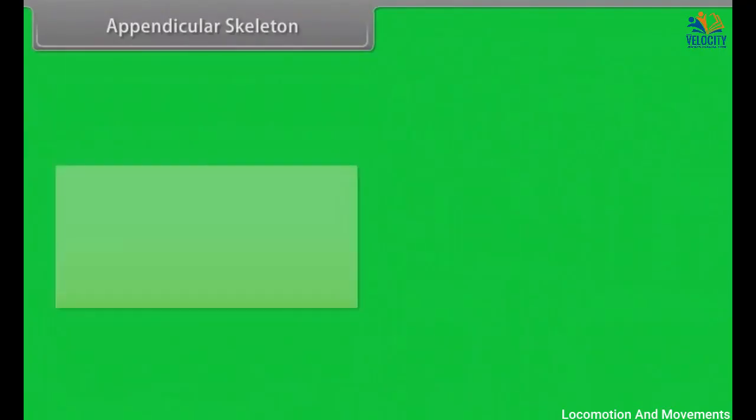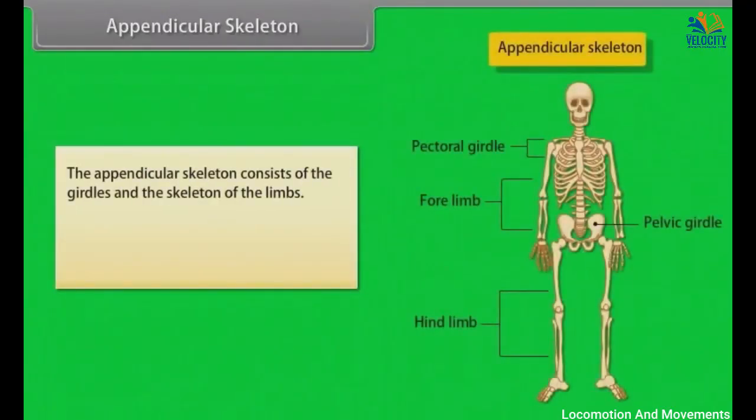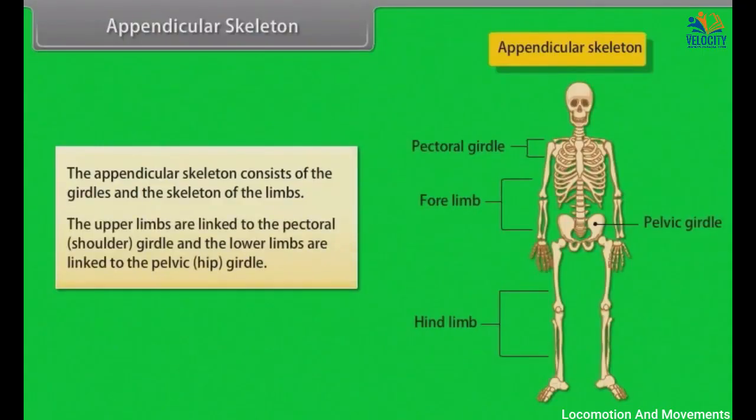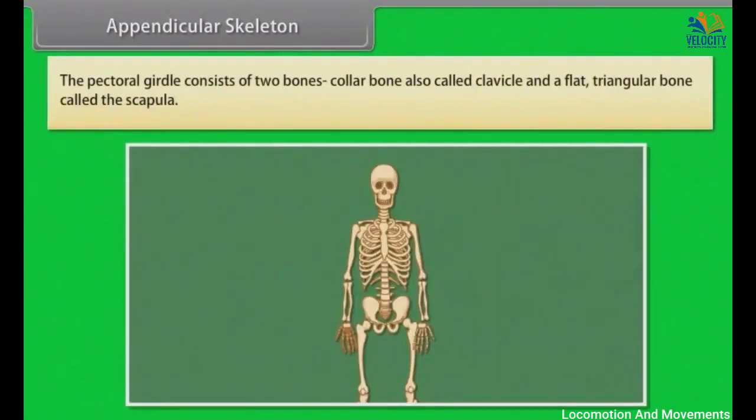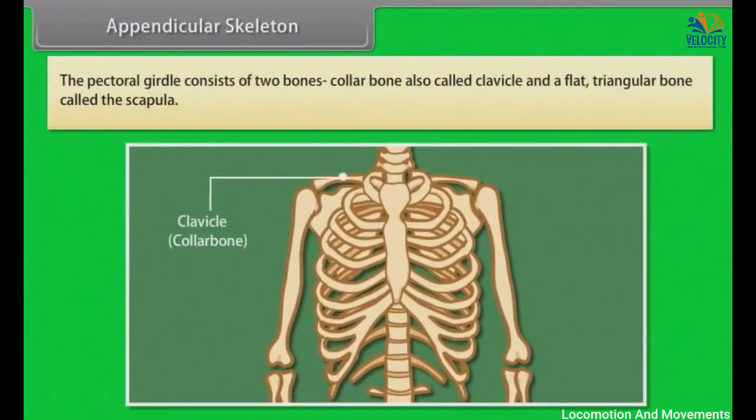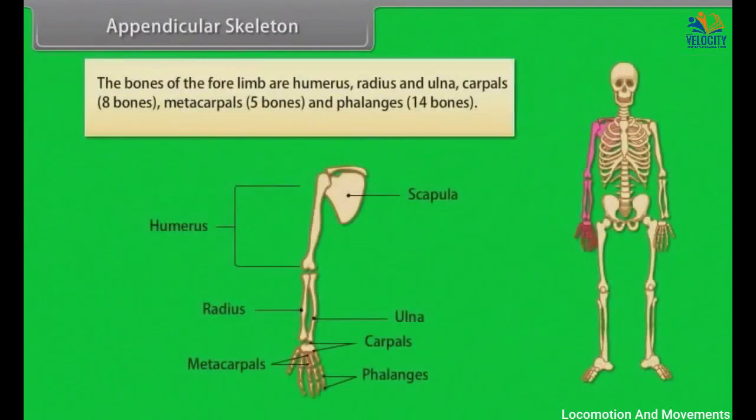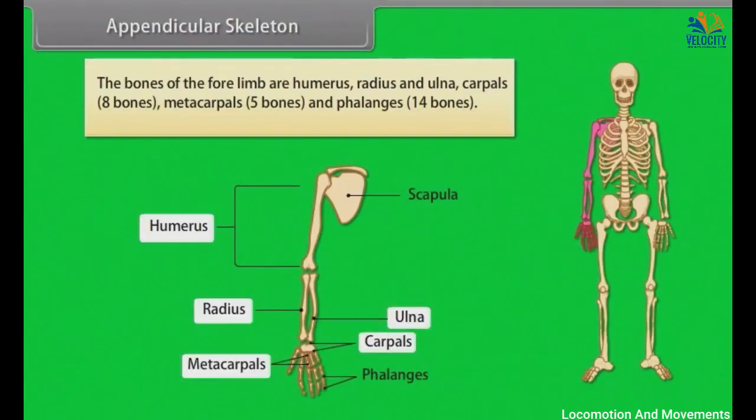Appendicular skeleton. The appendicular skeleton consists of girdles and the skeleton of the limbs. The upper limbs are linked to the pectoral or shoulder girdle, and the lower limbs are linked to the pelvic or hip girdle. The pectoral girdle consists of 2 bones, collar bone, also called clavicle, and a flat triangular bone called the scapula. The bones of the forelimb are humerus, radius, and ulna. Carpals, 8 bones, metacarpals, 5 bones, and phalanges, 14 bones.